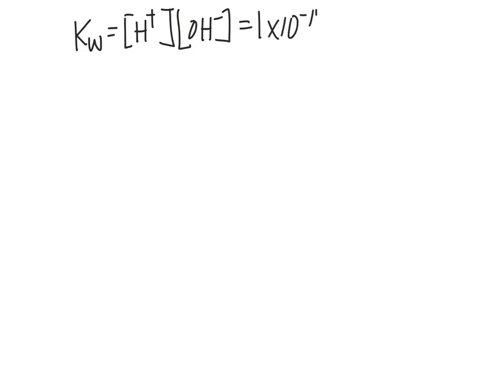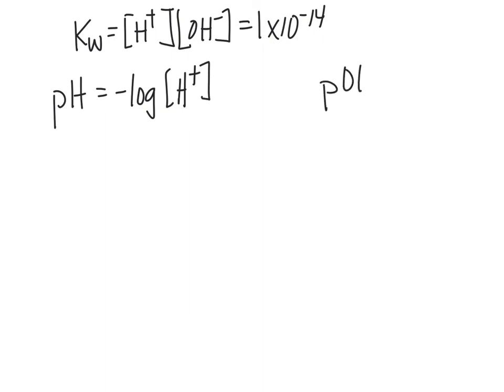So the first one that we learned before was the Kw equation. H+ times OH- is going to equal 1 times 10 to the negative 14. Then we have our pH equation. pH equals negative log of H+. And then you have one that's similar, but it's pOH, right? Negative log of OH-.